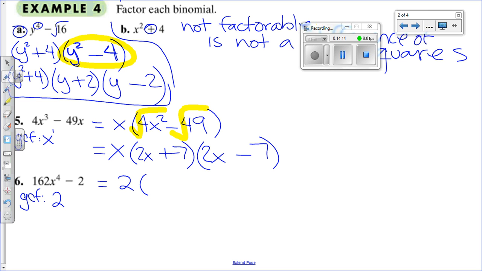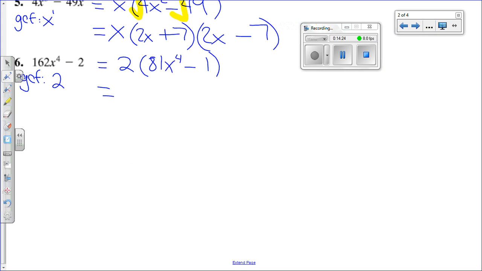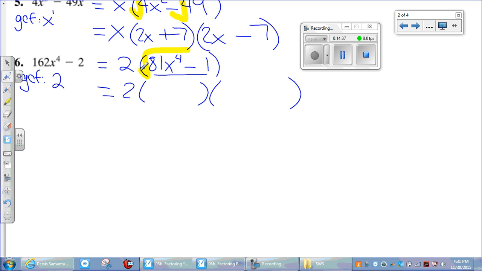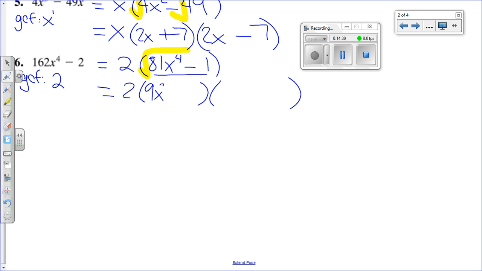So we factor out a 2, and if we do that, we will get 81x to the 4th power minus 1. Now from here, we can factor this part as the product of two binomials. So the square root of 81x to the 4th power will be 9x squared. And now the square root of 1, it will be 1. Make one positive, one negative.